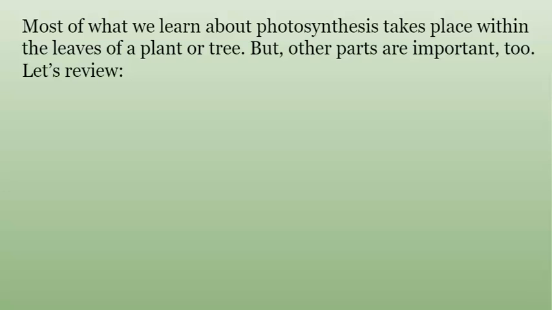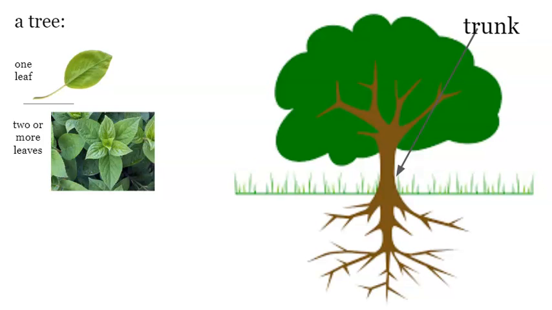Most of what we learn about photosynthesis takes place within the leaves of a plant or tree, but other parts are important too. Let's review. Here is a tree. Please remember that this is one leaf. It ends in an F, but if it's plural, if there's more than one, 2 or more, then it becomes leaves. Leaves with a V. So there are several leaves here.